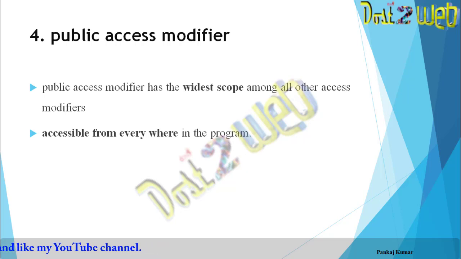So what is the public access modifier? The public access modifier has the widest scope among all the access modifiers. It will be accessible from everywhere in the program. Obviously, public you can access anywhere. So that is the use of public.